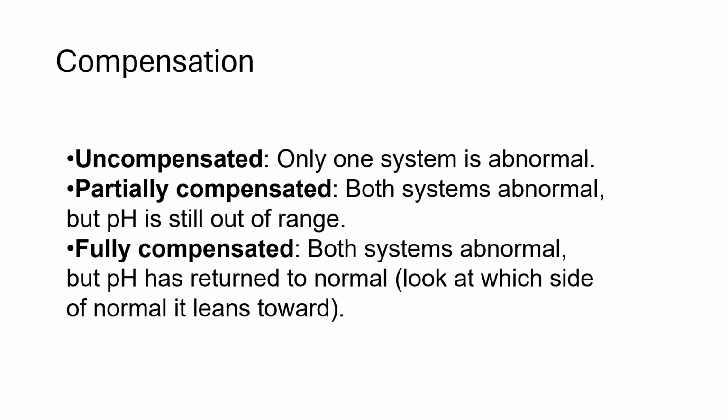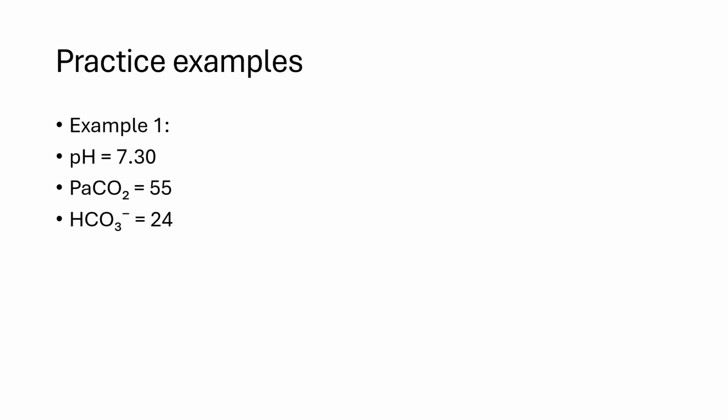So it's still not fully compensated. And then fully compensated is when both systems are abnormal, but the pH has returned to normal. Look at which side of normal it leans towards, and that can tell you a little bit more about it. This helps us see if the body is working, if it is doing what it's supposed to be doing, or if we're going to have to intervene. We just want to go through some quick practice examples. I have 3 of them to look at right quick.